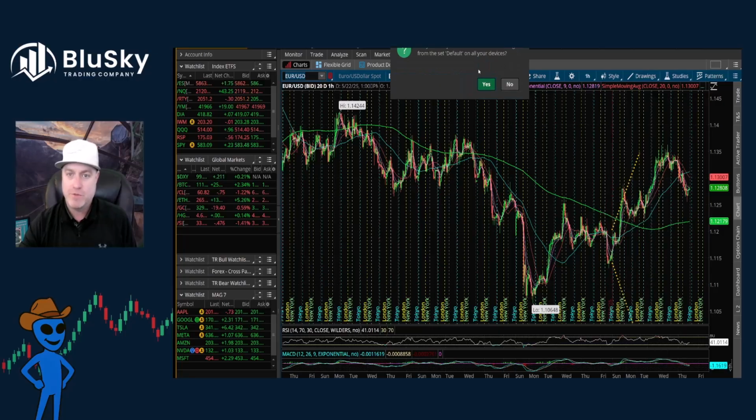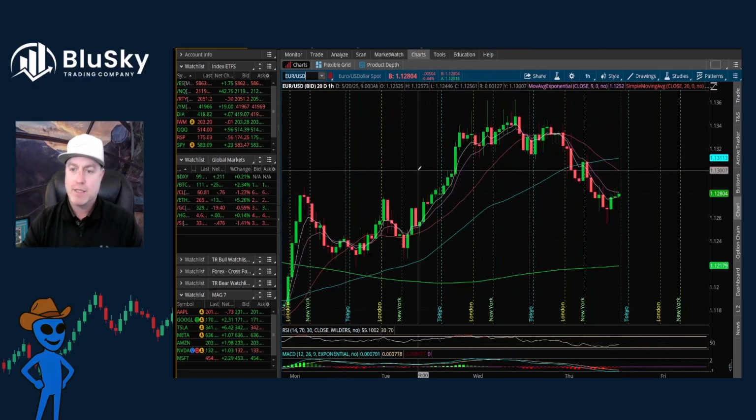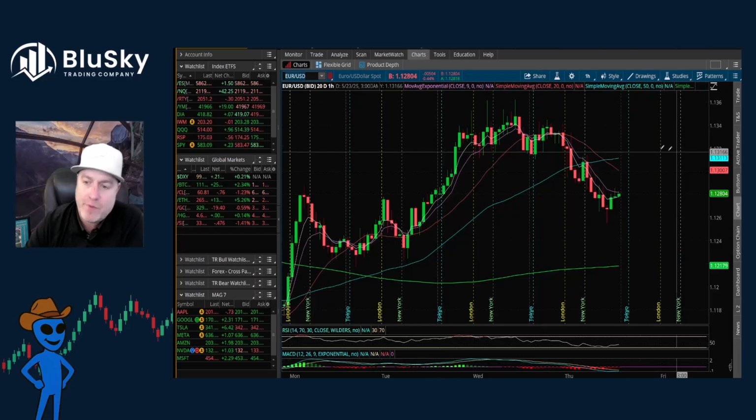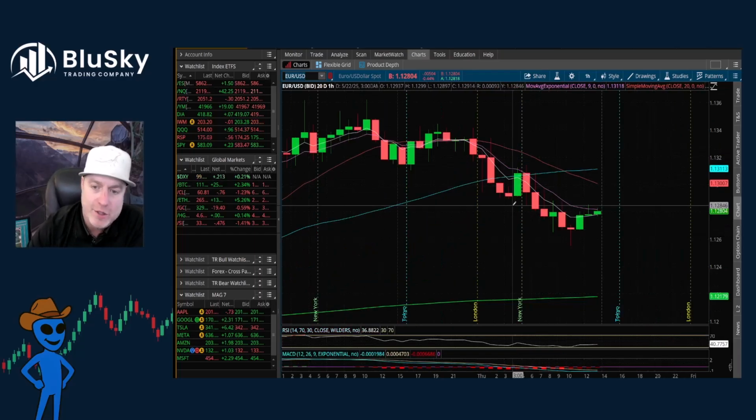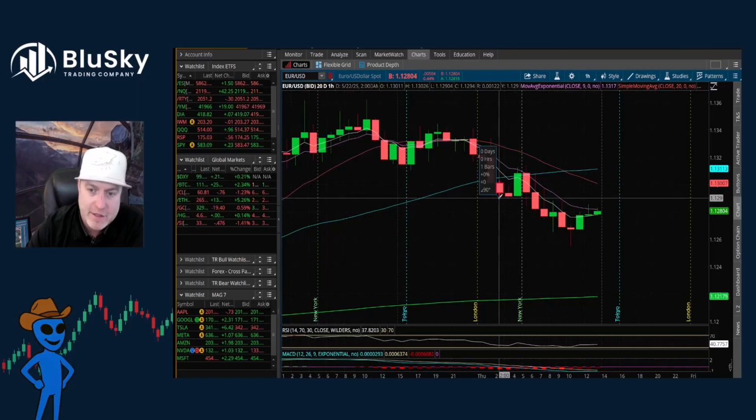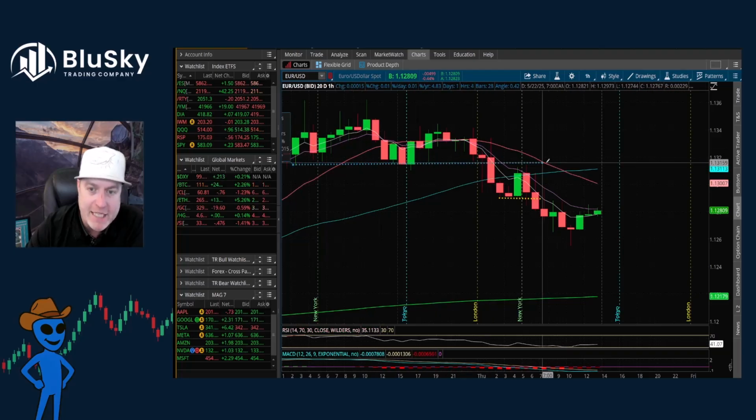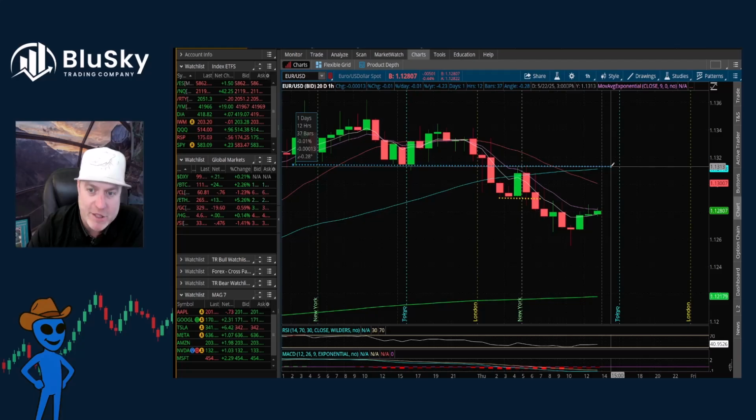So let's remove those. Okay. Now, we're looking at the New York Open here on the hourly chart, right here. So we're looking at the New York Open here. Now, I want to identify major zones on the hourly chart, right?